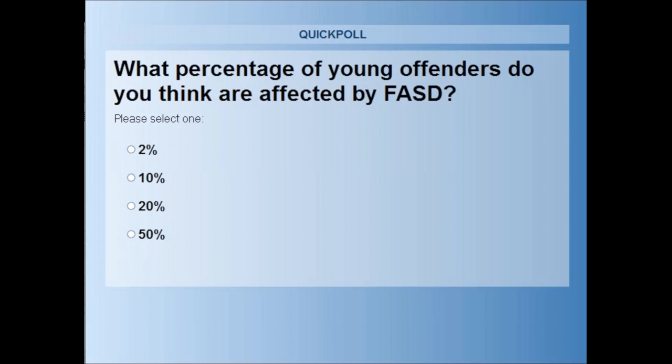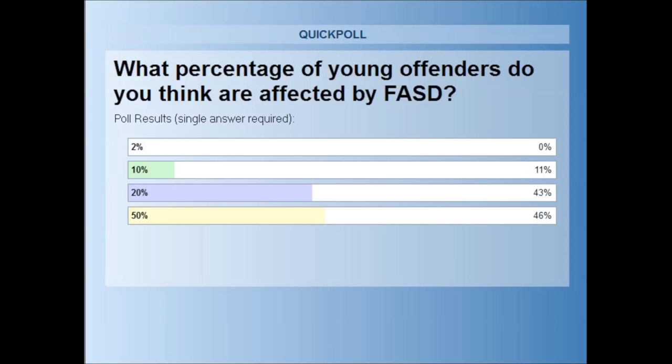All right, we'll just close that off. And it looks like 46% of the audience has said 50% of young offenders are affected. 43% of the audience has said 20% of offenders, 11% said 10% of offenders, and nobody said only 2%. Yeah. Well, it looks like it's an informed group.